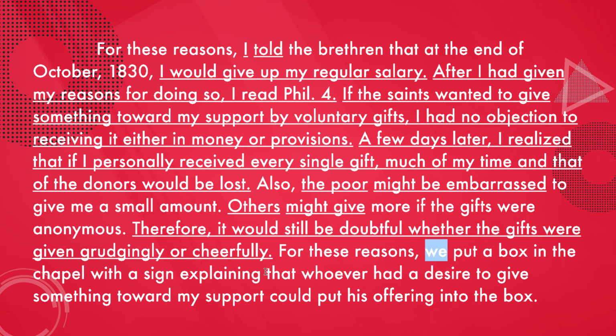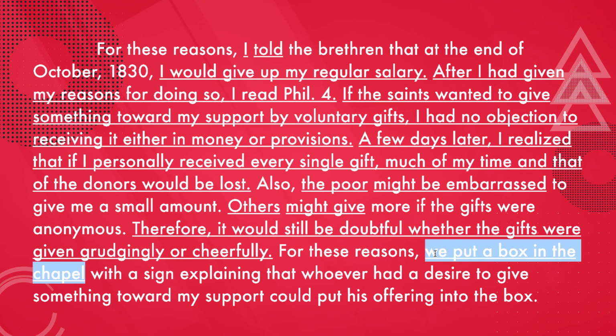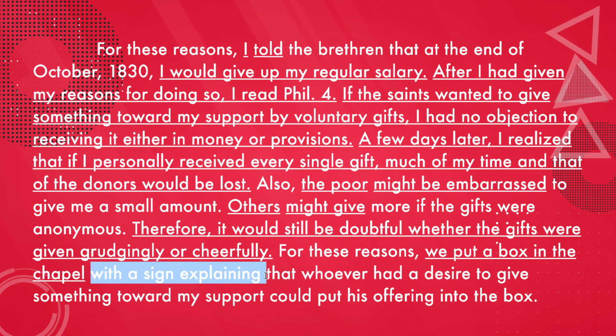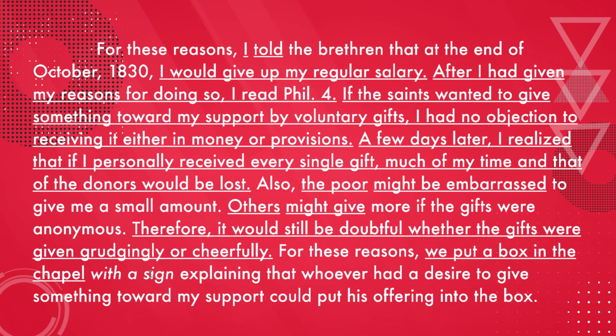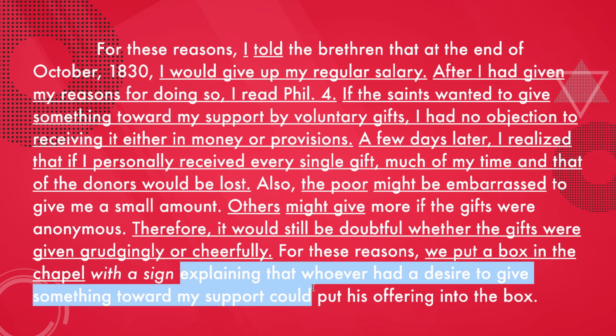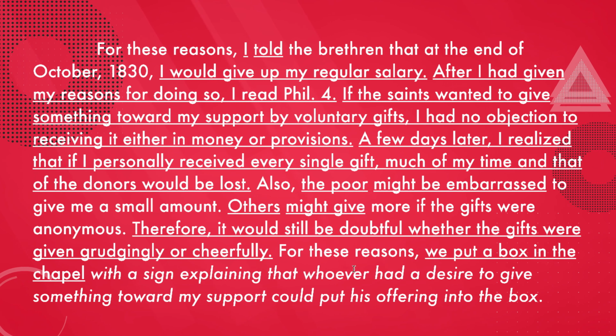For these reasons, we put a box in the chapel. Okay, so this is your main clause, your independent clause. You've got your subject and your verb. So we put a box in the chapel. Now this box is with a sign explaining. So you've got a sign. This box comes with a sign, and this sign explains that whoever had a desire to give something toward my support could put his offering into the box. So this is a complex sentence.